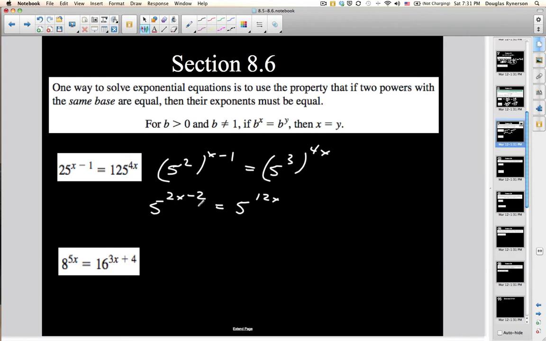And now I have exponential equations with the same base, so I can simply get rid of the base. That leaves me with 2x minus 2 is equal to 12x. When I subtract 2x from either side, I'll get negative 2 is equal to 10x. And when I divide by 10, I'll get x is equal to negative 2/10, which is negative 1/5.